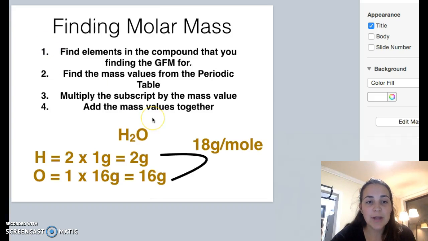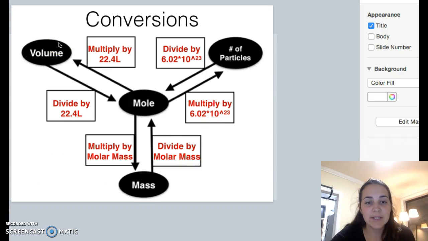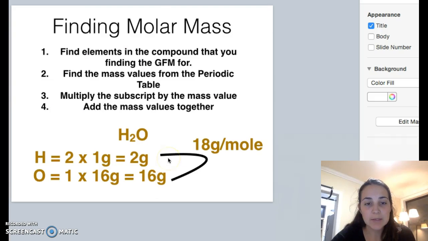Now, looking at this practice problem, we're going to need to know the molar mass of water to get us in the right direction. To go from mass to moles, we're going to have to divide by molar mass. The molar mass of water is 18 grams per mole. If you need a refresher on how to find the molar mass, you can pause the video now and read these steps.